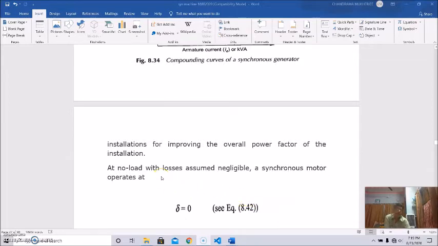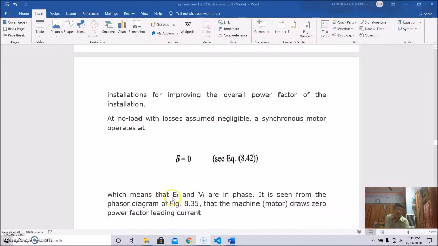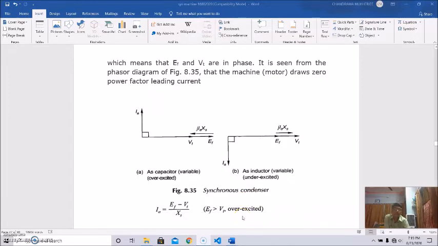At no load, with losses assumed negligible, a synchronous motor operates at delta equal to 0, which means that the excitation EMF and the terminal voltage are in phase, and it is seen from the phasor diagram of this figure. This is EF and VT. This is for under-excited, as an inductor, and this is for over-excited, as a capacitor, at leading power factor. So the motor draws zero power factor leading current.